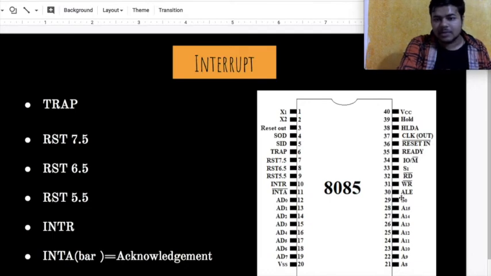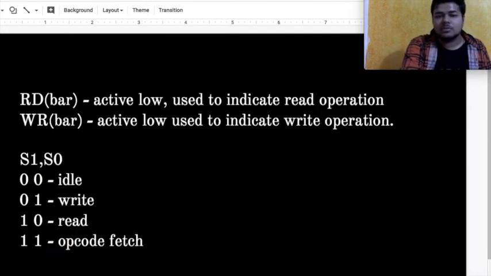Now coming to S1 and S0. When these both are 0, it means the microprocessor is idle. When S1 is 0 and S0 is 1, it is performing a write operation. 1 0 means it is performing a read operation, and 1 1 means it is performing an opcode fetch operation from memory.